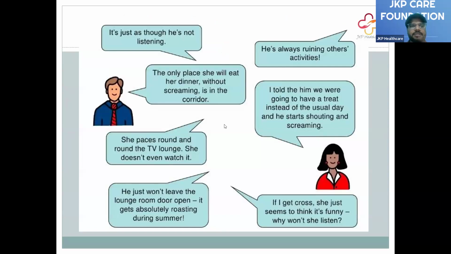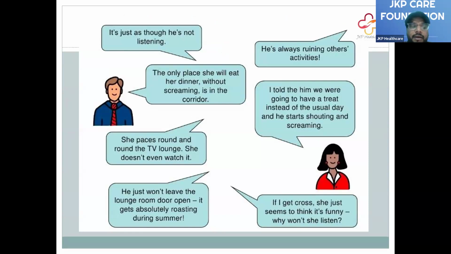Now, this is a small illustration. It is given. Sometimes these are the things which are going on in our mind. It's just as though he is not listening. Complaint. बच्चा हमारी बातें नहीं सुनता. The only place she will eat her dinner without screaming is the corridor. बच्चे को खाना खिलाना है तो कॉरिडोर में ही लेके जाना है. ये भी एक behavior. It's a behavior pattern which she has or he has. Here it is she. So she has registered.